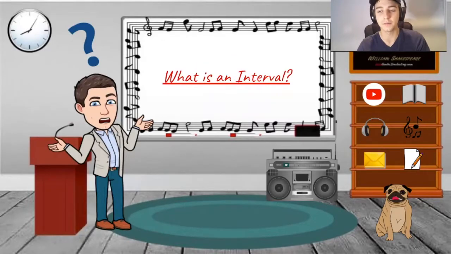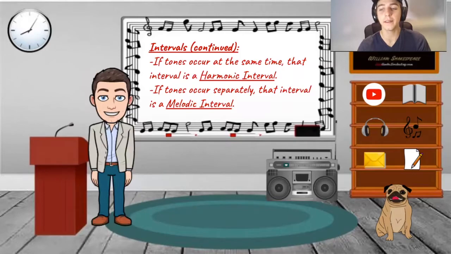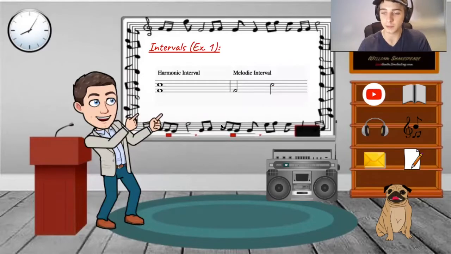So first, what is an interval? An interval in music is the distance in pitch between two notes. So if they occur at the same time, you'll see them in the music one on top of the other. That interval is going to be called a harmonic interval because the two notes are harmonizing with each other. If the tones occur separately, that is one after the other, that interval is going to be called a melodic interval. And here you can see some examples. So on the left here we have our harmonic interval, and you can see that they're stacked right on top of each other. And then over here is our melodic interval, and they occur at separate times.